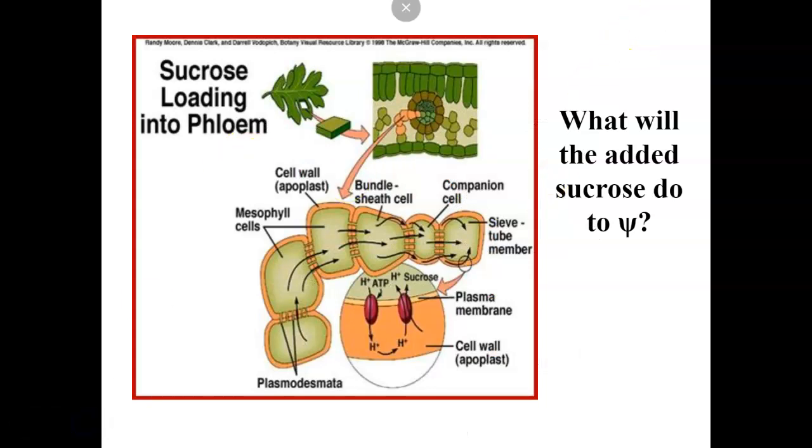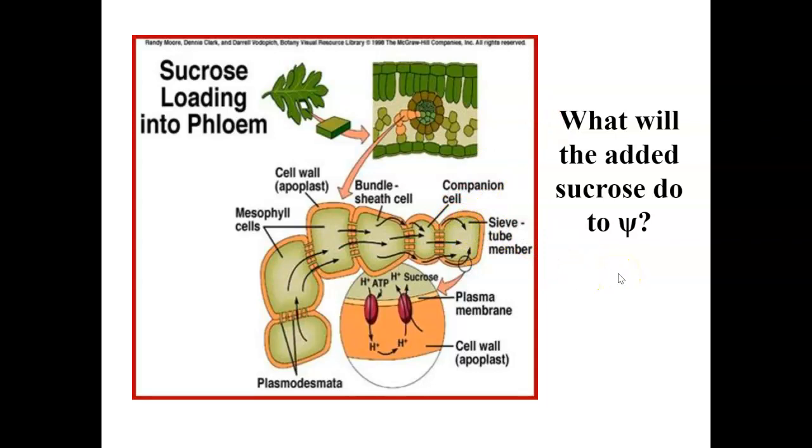So once sucrose has been loaded into the phloem cells, what is going to happen to the water potential in the phloem cells? I want you to pause the video and think about that.